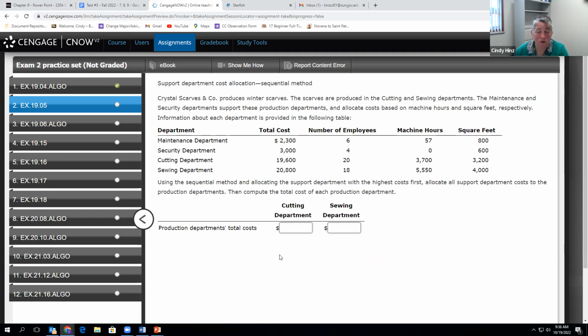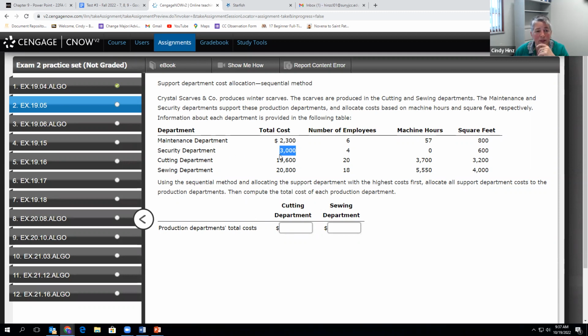For this exercise, for the test, it's going to tell you which one goes first. But really, that's a management decision. It could be either one. So we have two support departments here, maintenance and security. We could do either one first. And so for this exercise, it tells us allocate the support department with the highest cost first. So the security department has a higher total cost than the maintenance department. We're going to allocate the security department first.